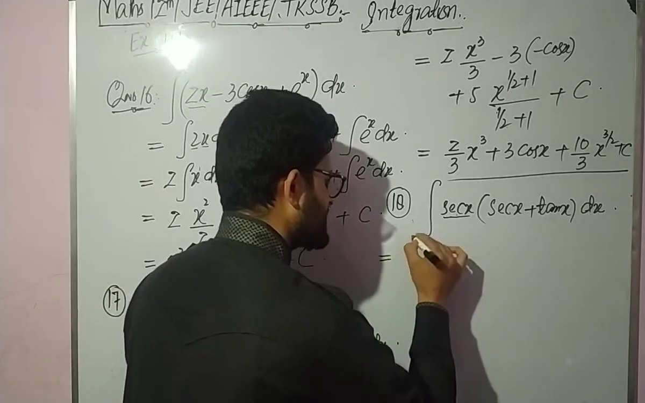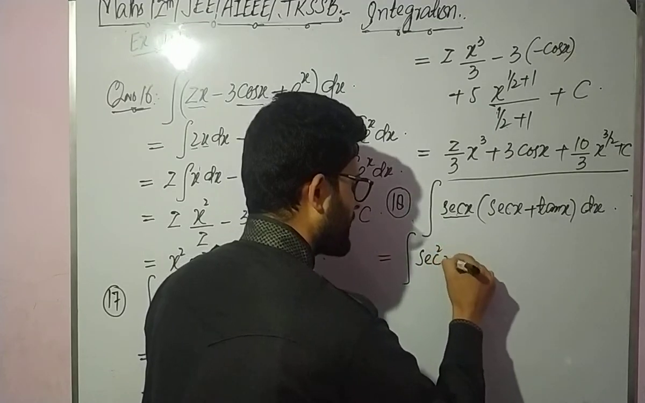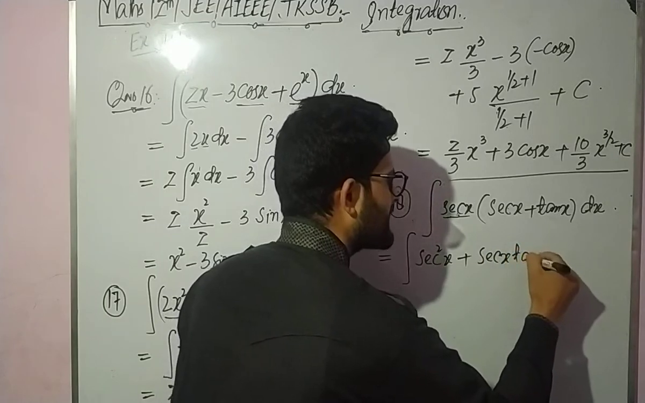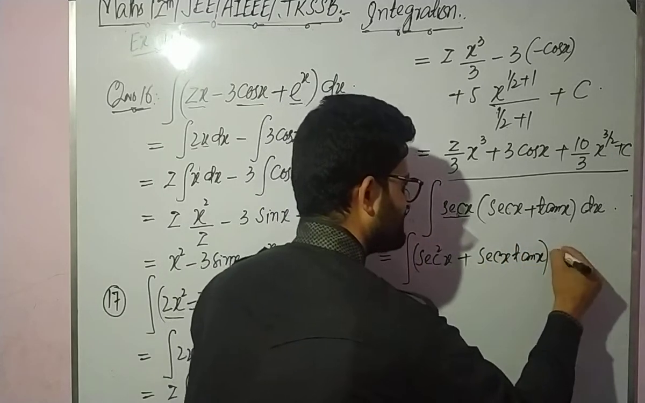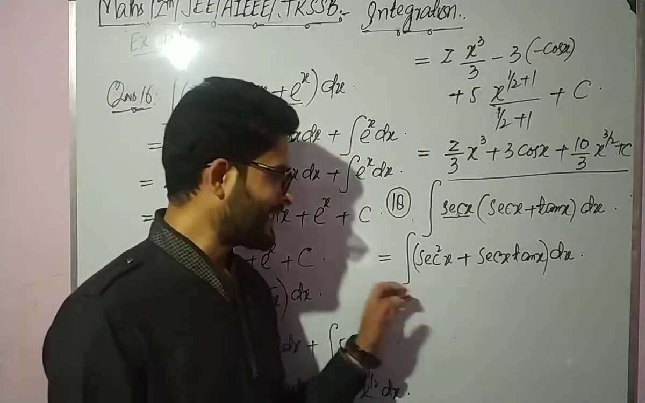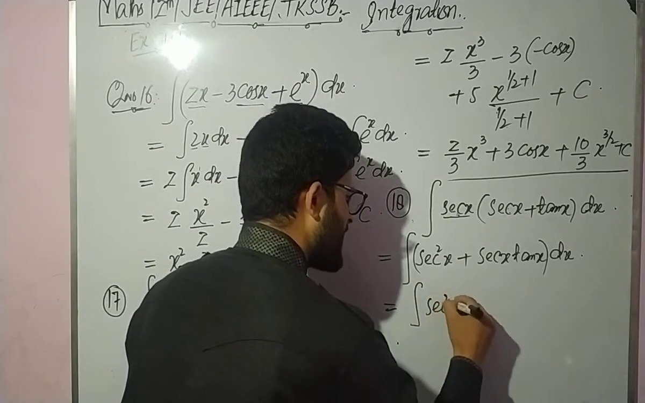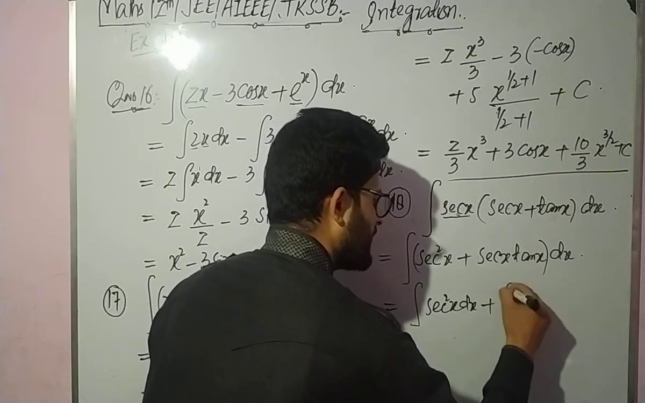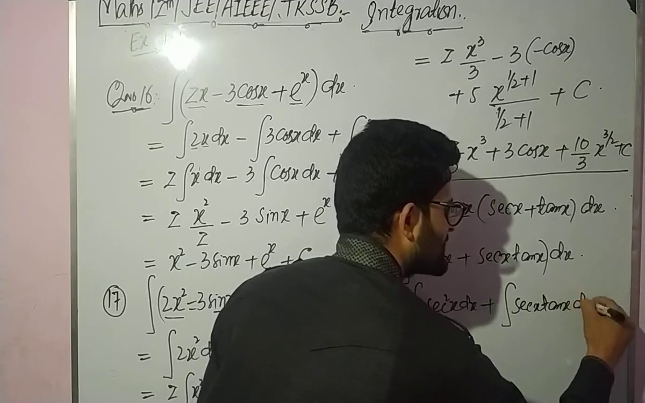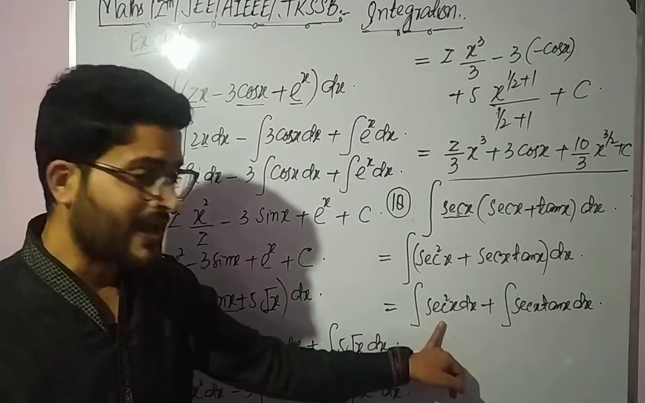And that's equal to the integration of sec x into sec x, that is sec square x, plus sec x into tan x, that is sec x tan x, whole dx. Now in between there is addition, so the integral must be separated. That's equal to the integration of sec square x dx plus the integration of sec x tan x dx. That is further equal to, yes, the integration of sec square x. Sec square x is a standard integral.